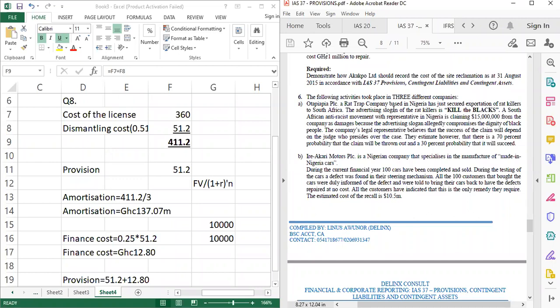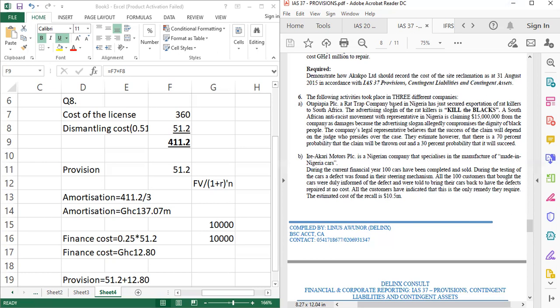The company's legal representative believes that the success of the claim would depend on the judge who presides over the case. They estimate, however, that there is a 70% probability that the claim will be thrown out and a 30% probability that it will succeed. What are we going to do? Do you have to make provision for the 15 million? We disclose in the note. Do you have to make provision for the 15 million?